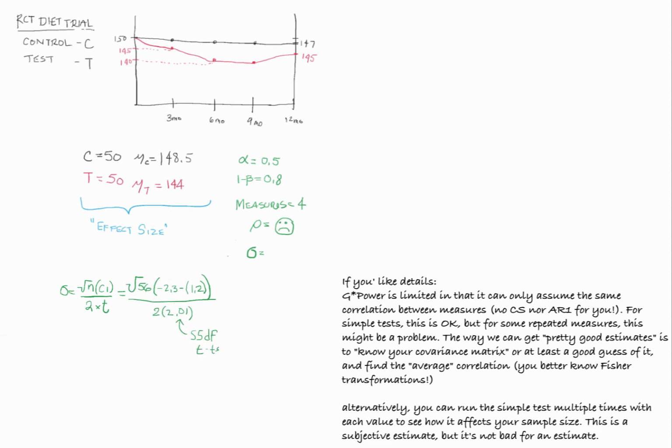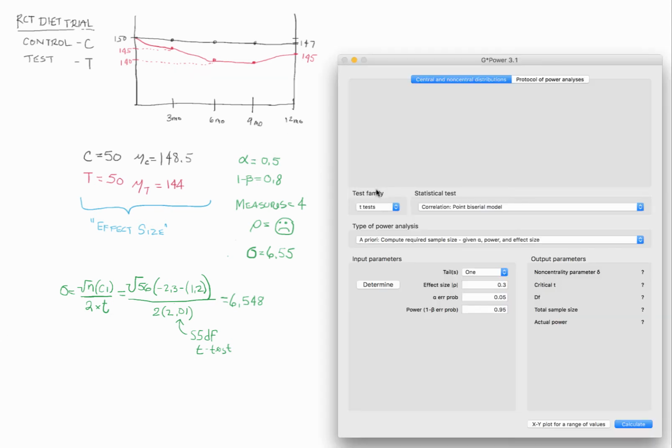And 56 minus 1 is 55, and the t for that is just a little over 2. And that gives us about 6.5. So let's just round it off to 6.55. We're going to use all these variables, okay? So these are all estimates, remember.